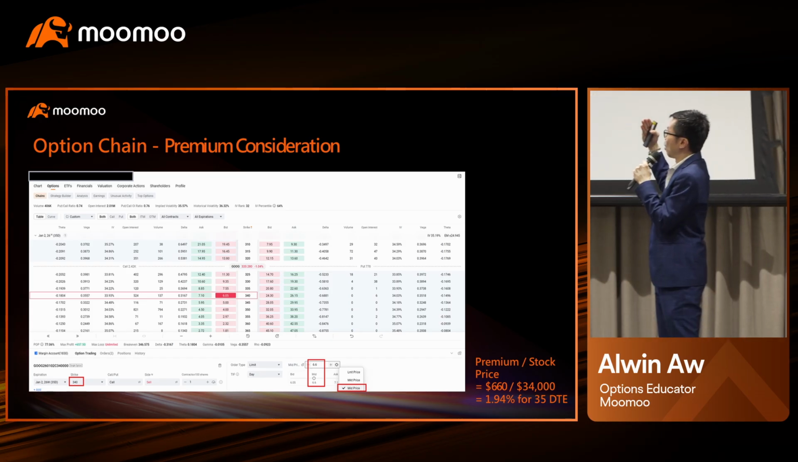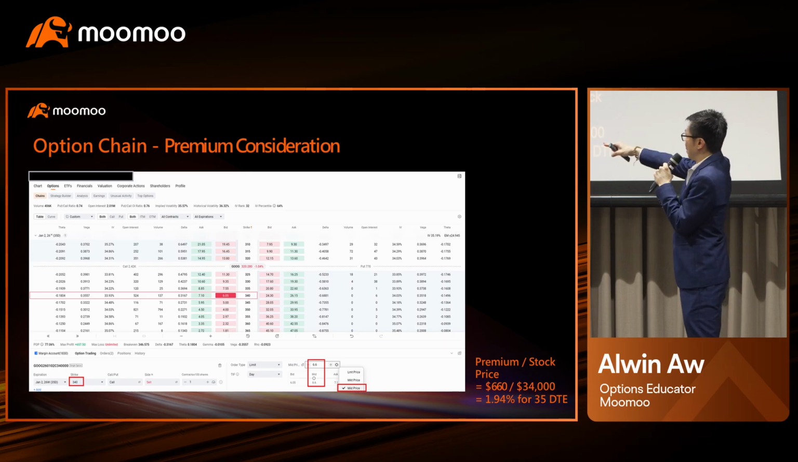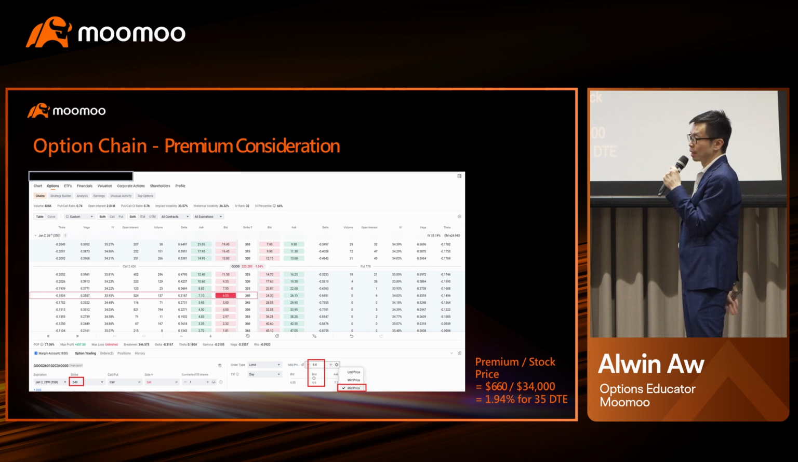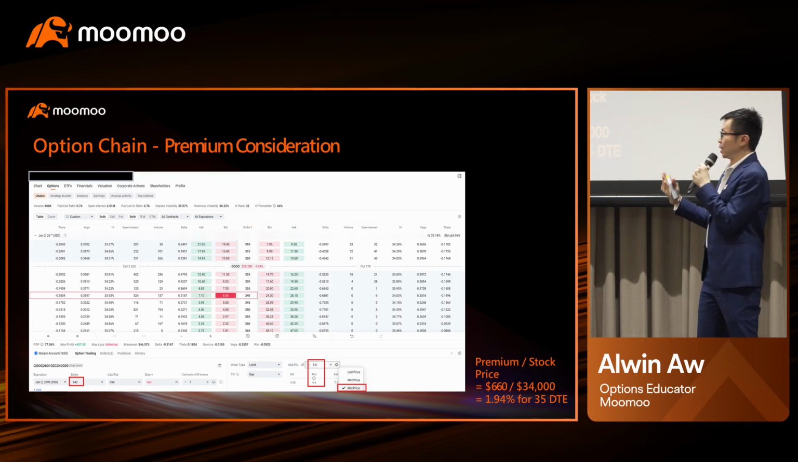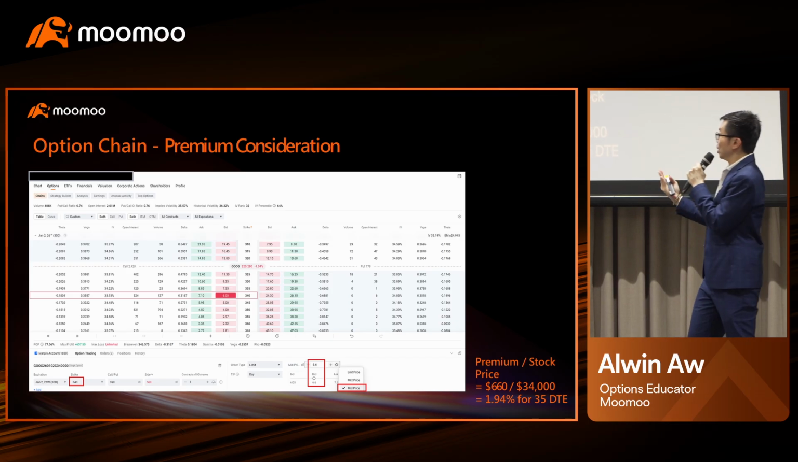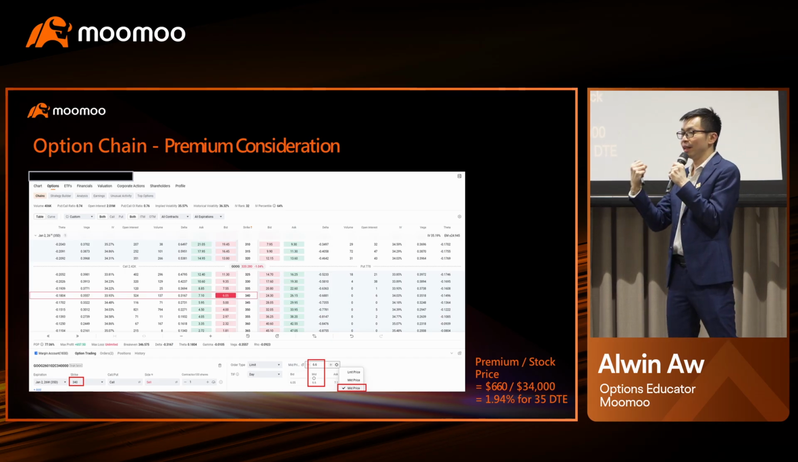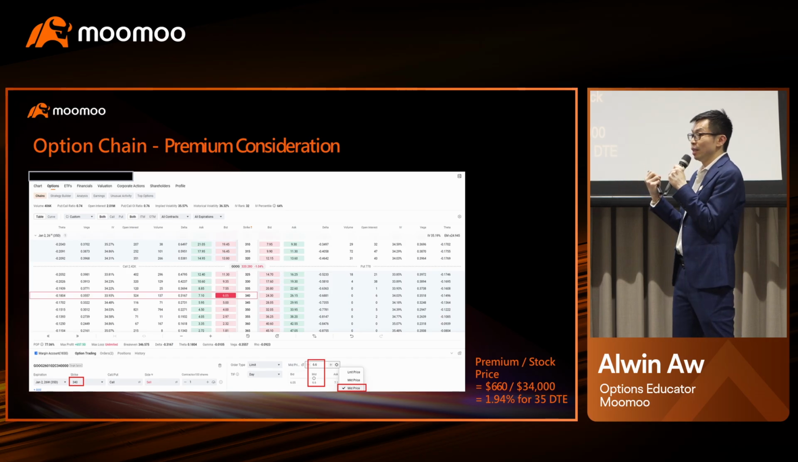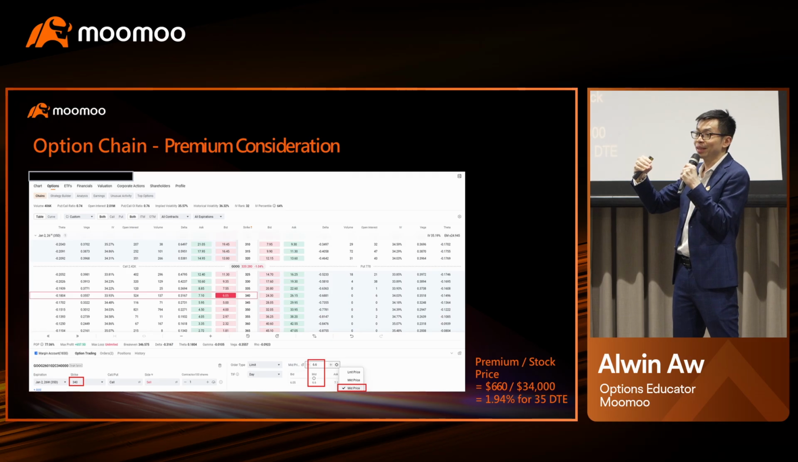Let's say I sell a 340 strike price. Then the next step is I want to review my premium, so I look at my mid price. My mid price is $6.60. What does that mean? I assume my premium over stock price is 660 over 34,000. Based on 35 days, I'm collecting 1.94%, which is $660, if the stock price stays below the 340 strike price.